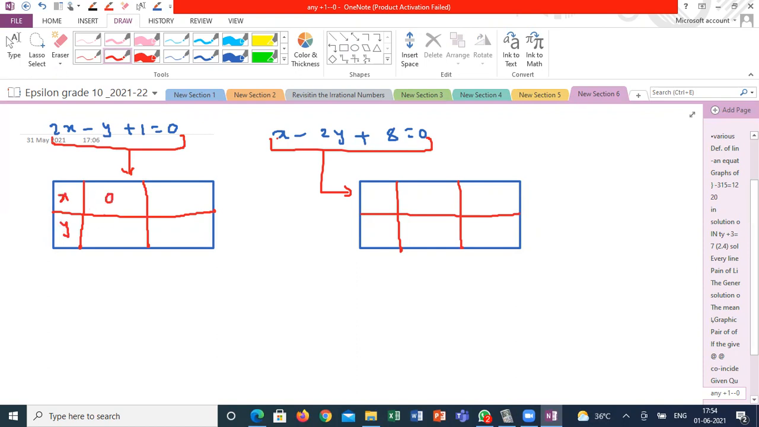If x is equal to 0, what is the y value in the first equation? Y is equal to 1. Correct? If y is equal to 0, what is the x value? Minus 1 by 2. Will you agree with me, everyone? Yes, sir. Now here, in the second equation, if x is equal to 0, what is the y value? If y is equal to 0, x is minus 8.